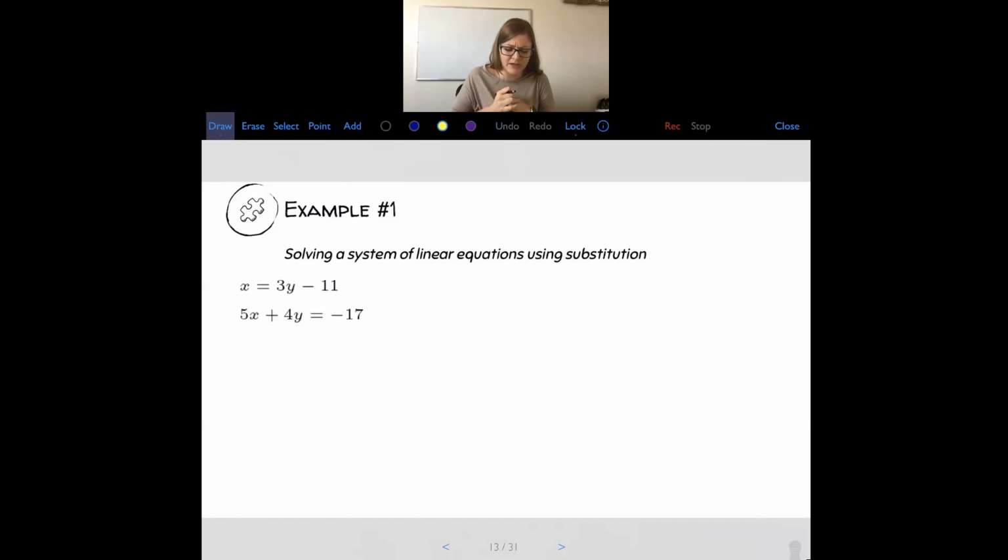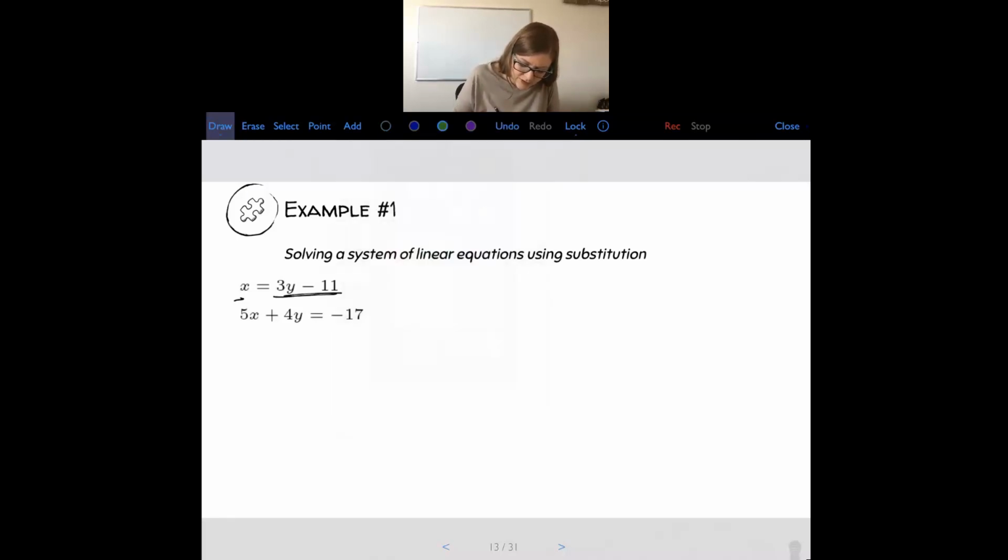Okay, so example 1, solving a system of linear equations using substitution. So we have x equals 3y minus 11 and 5x plus 4y equals -17. So notice that top equation, the variable is alone on one side. Okay, so we have x equals 3y minus 11.